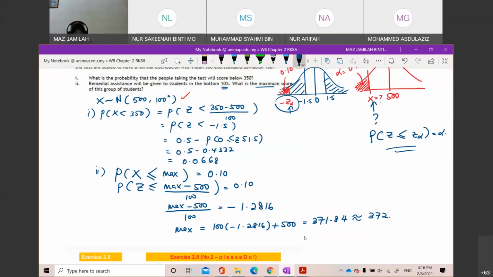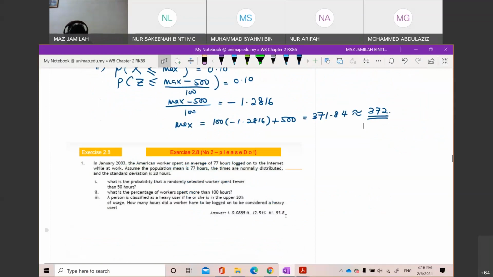So what is the maximum score of this group of students? The maximum score will be 372, out of the average value, that is 500.